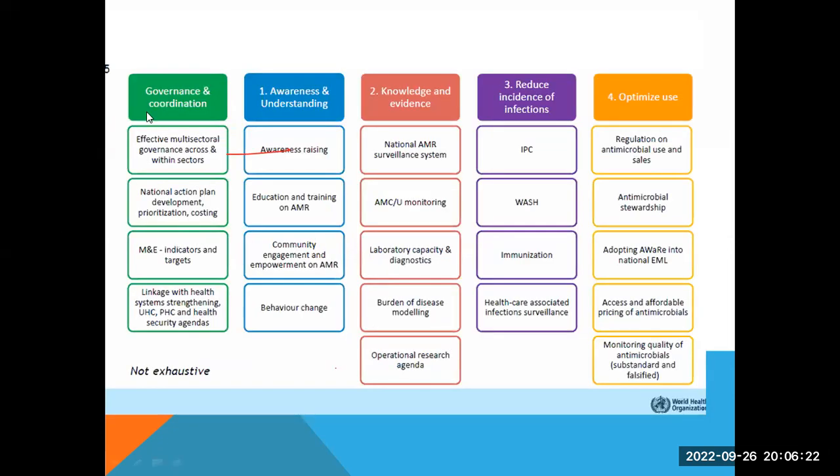So again, you have the bits of the governance. Again, AMR, it's a major problem. It's a problem for all of us. It's not only the human, it's not only the animal, it's not only the environment. So this entails the importance of effective multi-sectoral governance across and within sectors. This is very important. Having proper monitoring and evaluation parameters, having clear and simple indicators, and not very ambitious things, just very simple, very low maintenance things that we can keep up with.